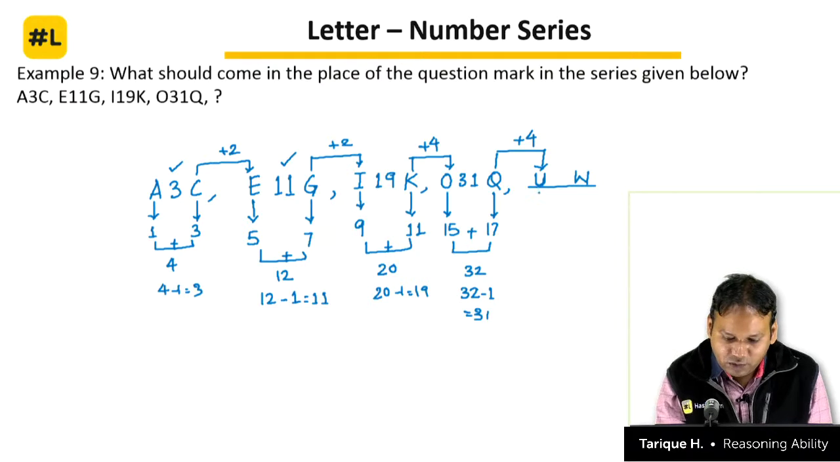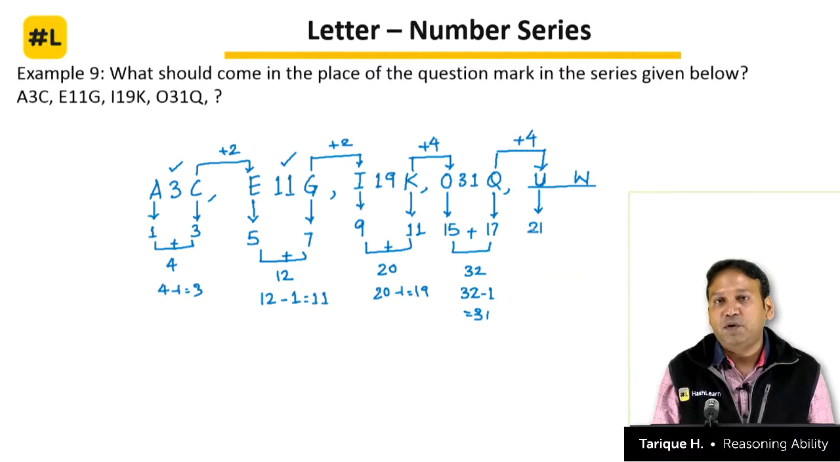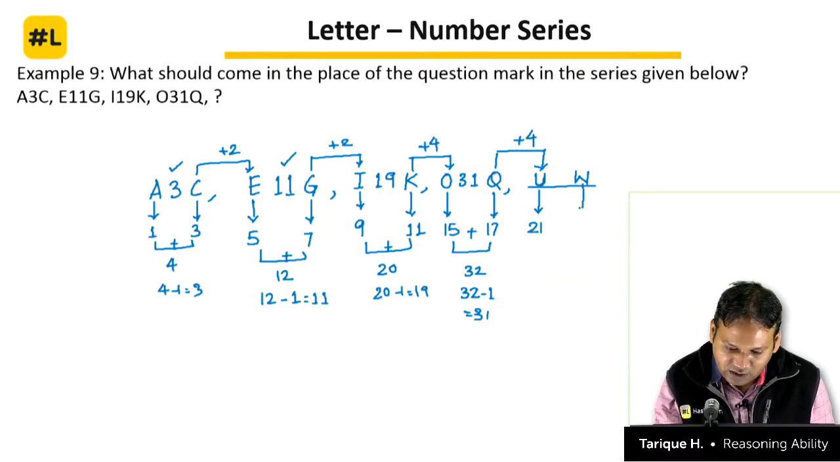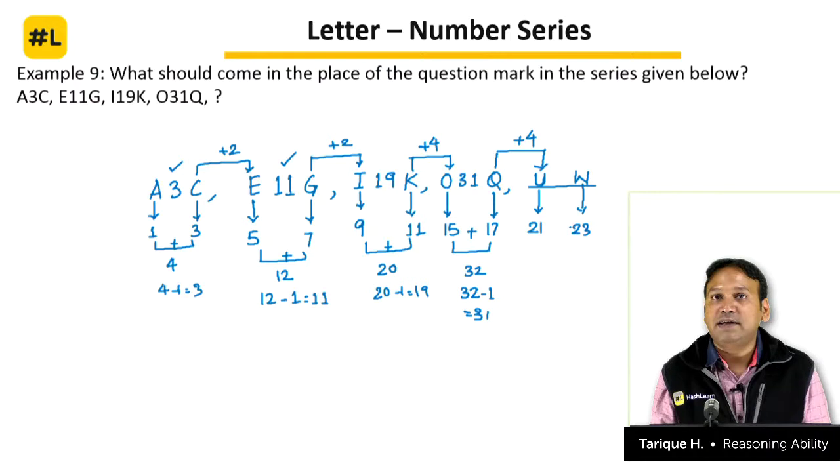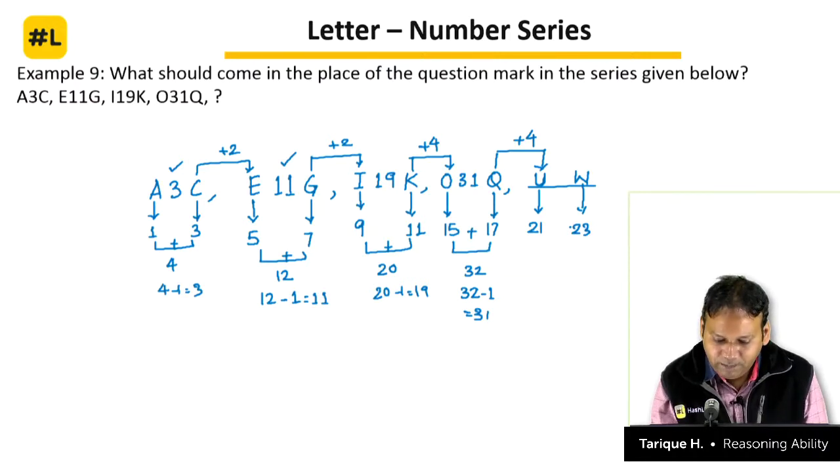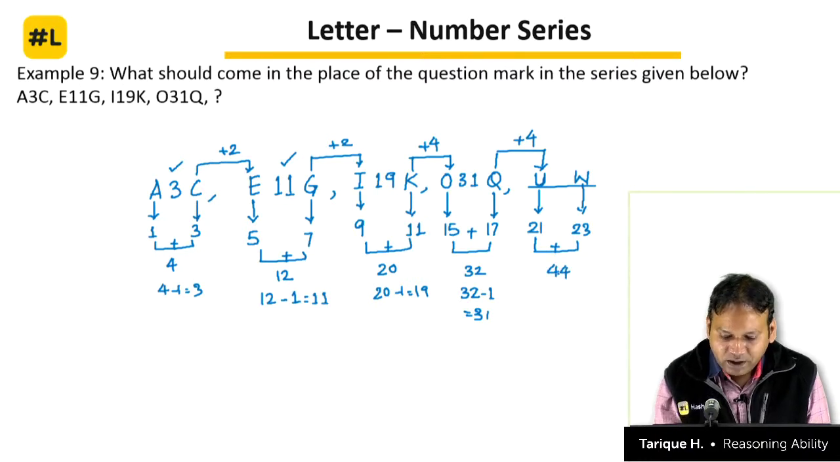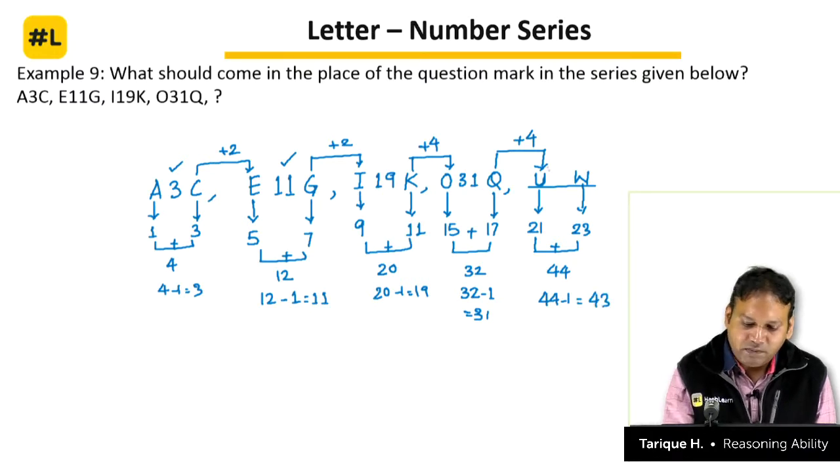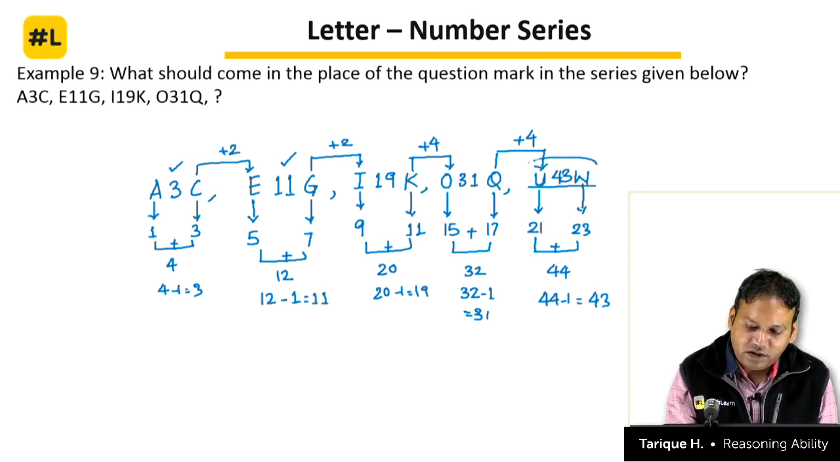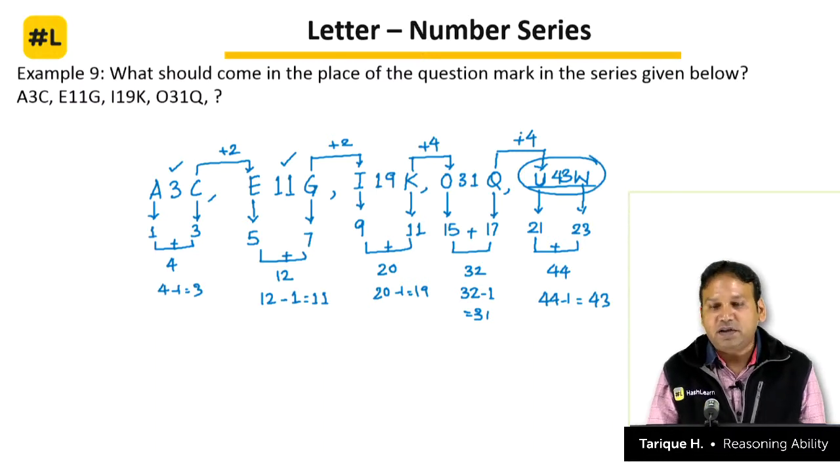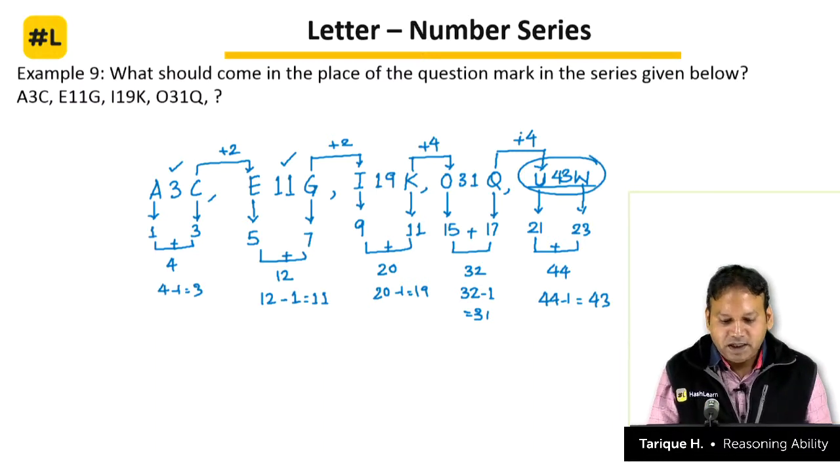Now, the position value of U is how much? U is the 21st letter, and U V W, that is, W is the 23rd letter of the English alphabet when we start counting from A being 1. 21 plus 23 is equal to 44, and 44 minus 1 is equal to 43. So the number in between should be 43, and the answer becomes U 43 W. Clear? That's the 9th question that we have discussed today from the series.